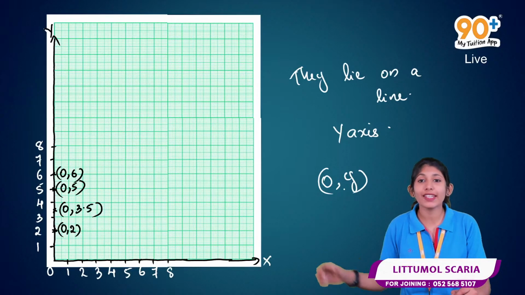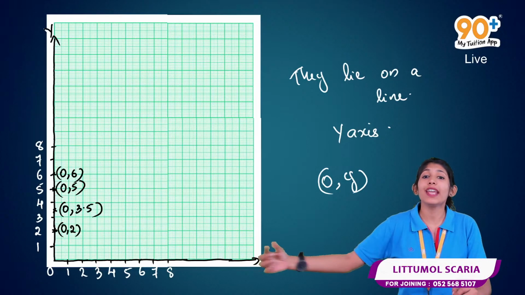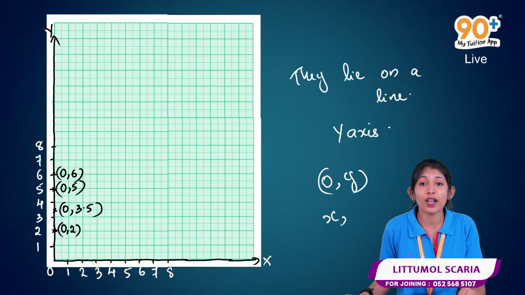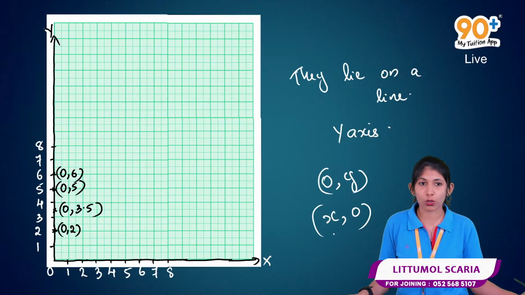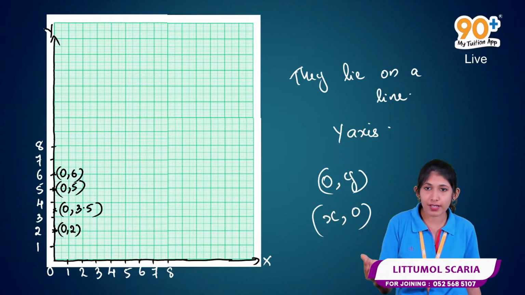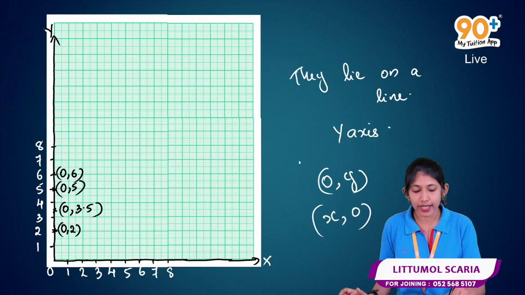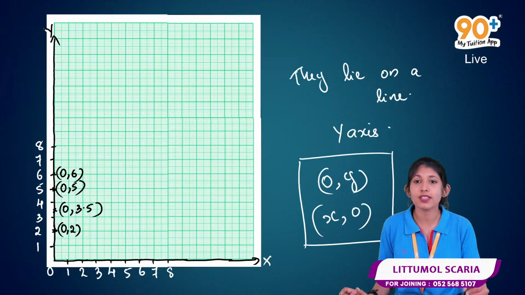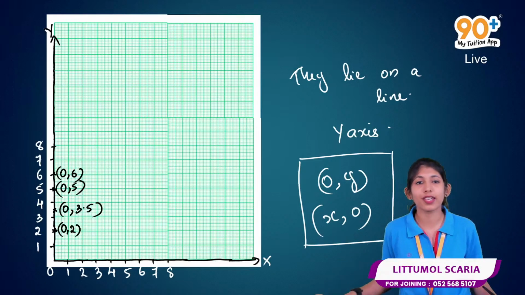Any point lying on the x-axis, x-axis means they only have x-axis values and the y-axis value will be 0. So any point lying on the x-axis will be ordered pair x, 0. Any point lying on the y-axis will be ordered pair 0, y. This is really important.